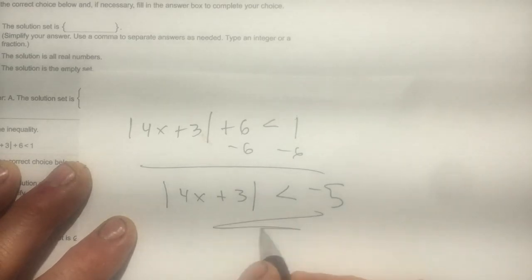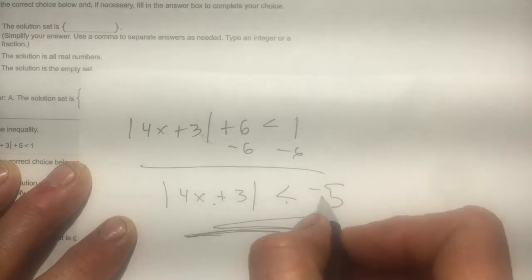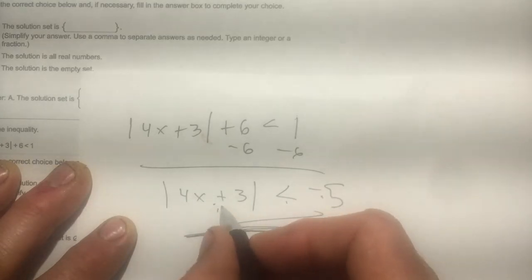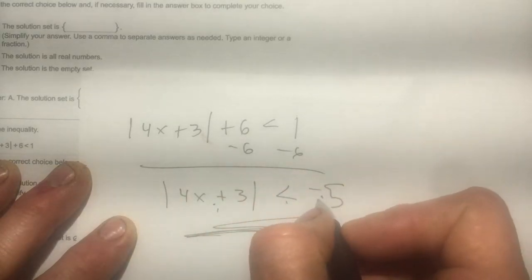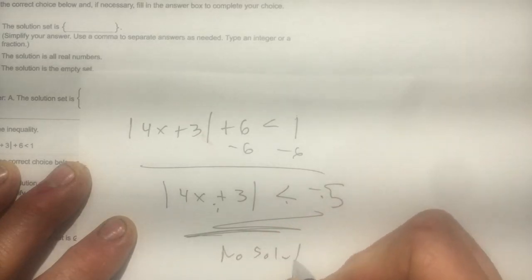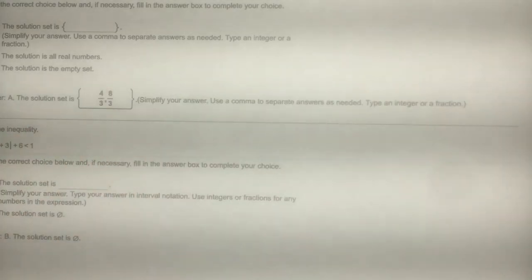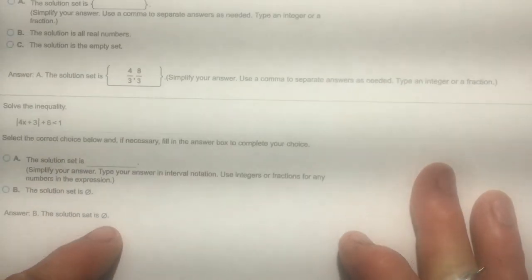Well, now if you think about this one now, this absolute value is less than a negative. It can't be, this is always positive. It can't be less than a negative. So this is no solution, or the empty set. Okay, so yeah, the solution set is the empty set.